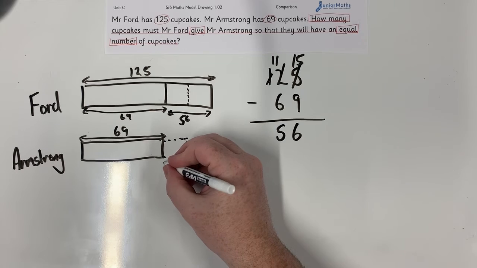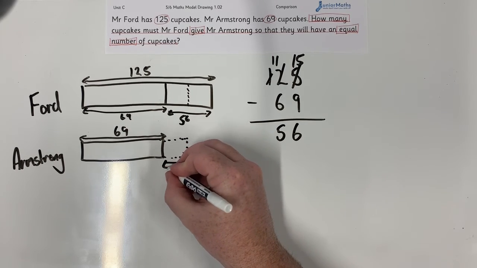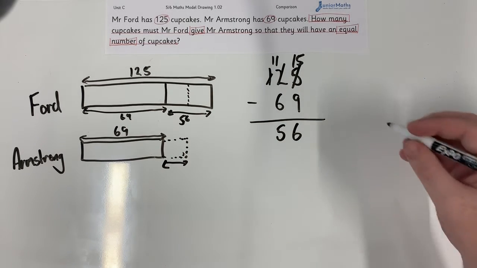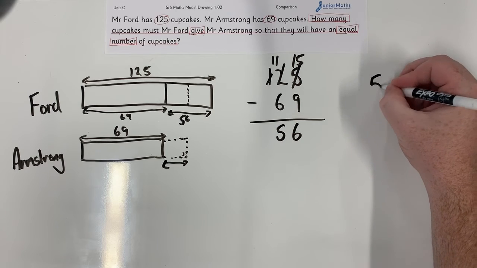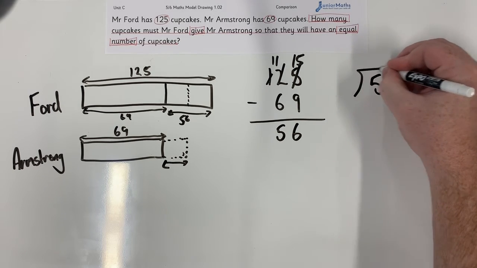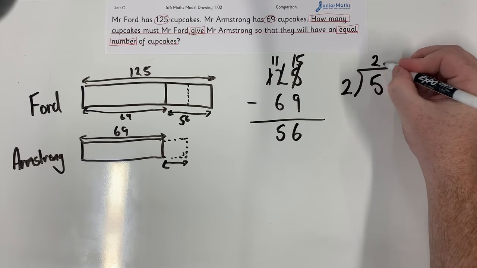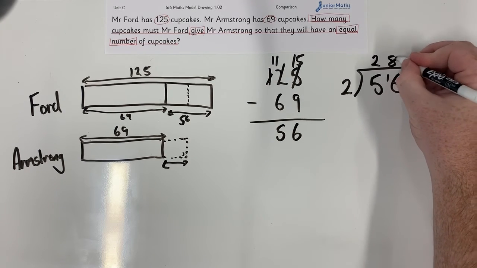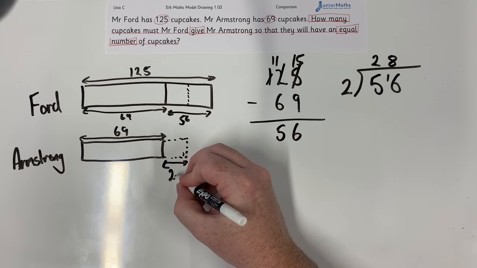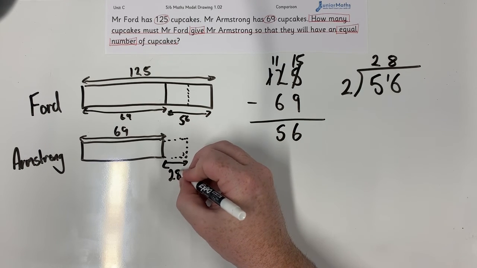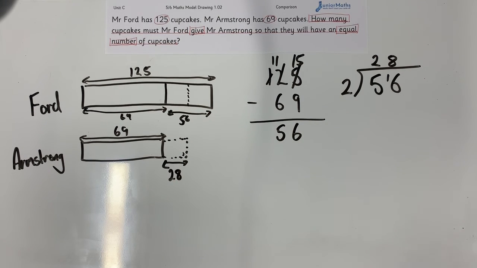So how many would he need to give to Mr. Armstrong so they have the same amount? So half of 56. Two, 1 remainder, 8. Would need to give 28 cupcakes to Mr. Armstrong so they would both have the same amount.